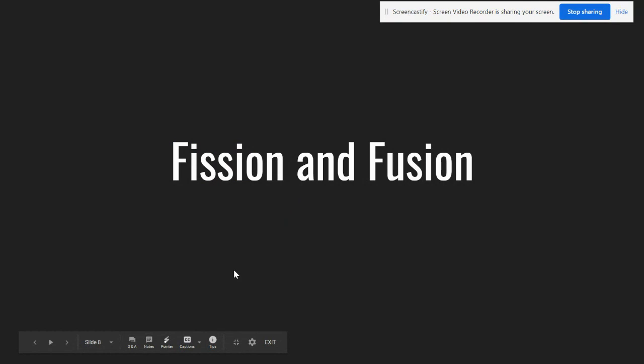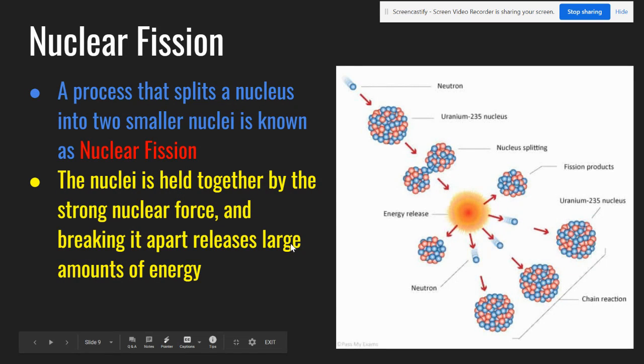All right, so nuclear fission and nuclear fusion. These are both ways that we can make, well, not we, but that energy can be produced. So let's just look at it. Nuclear fission, this is the thing that we can do on Earth. This is when we split the nucleus into 2 smaller nuclei. So we actually make two things from it. And because that nucleus is held together by that strong nuclear force, when we break it, it releases large amounts of energy. And so this is what nuclear power plants will do.